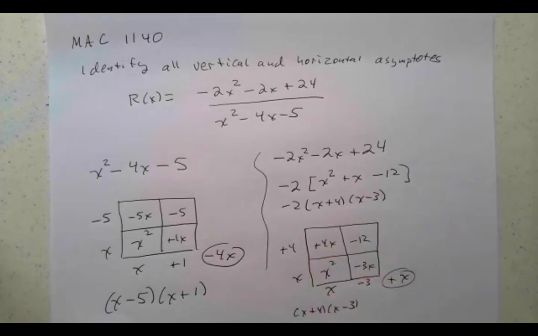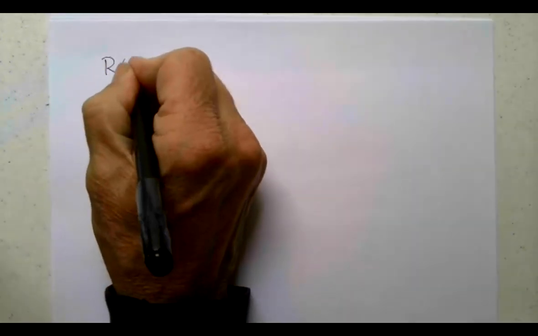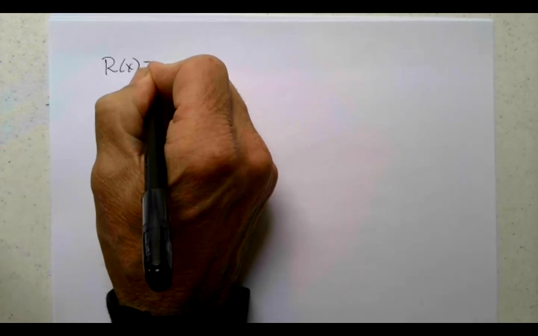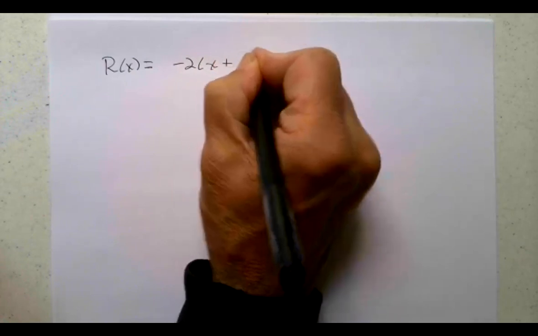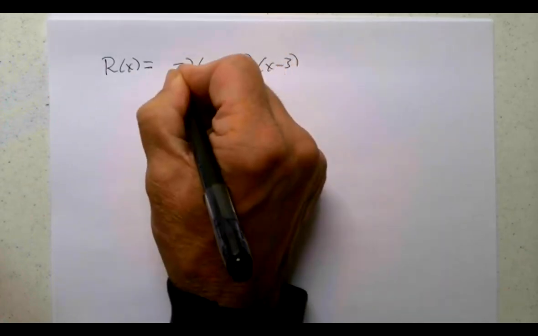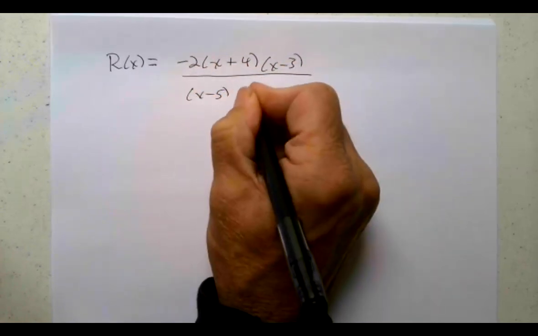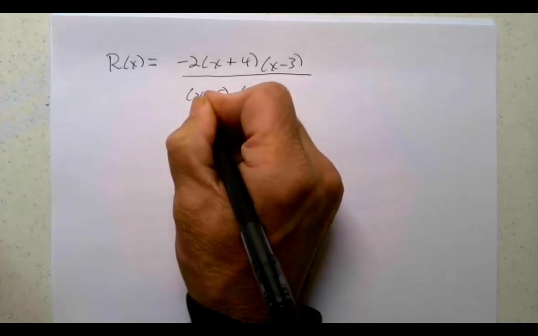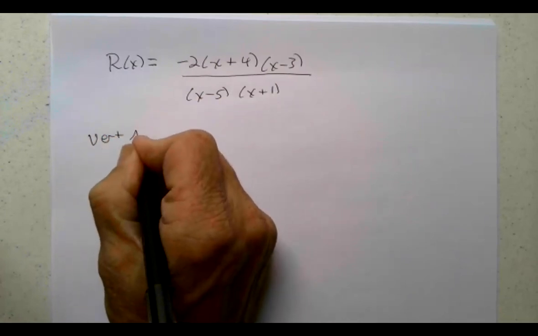So let's rewrite this function r of x as the numerator divided by the denominator. So here is where we are. r of x equals numerator negative 2 times x plus 4 times x minus 3, divided by x minus 5, x plus 1. Nothing divides out. So in terms of the vertical asymptotes, we look at the bottom.